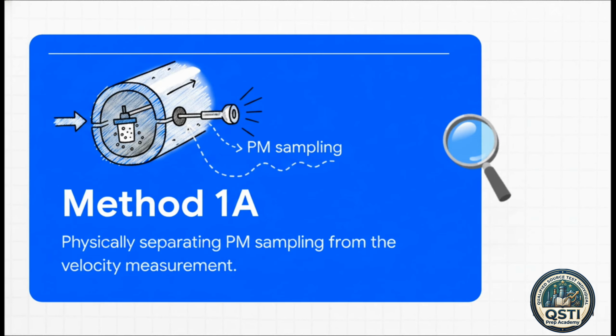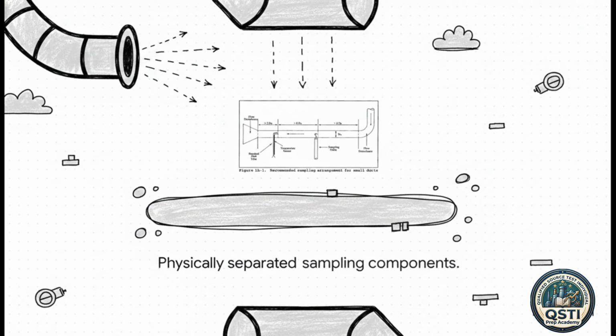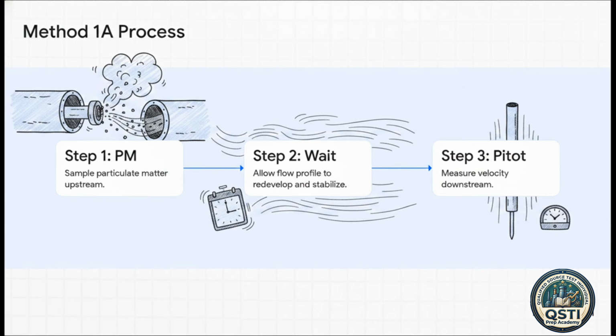Method 1A's genius workaround? Simply separating the particulate matter sampling probe from the velocity pitot. Look at this original view of the duct. See how spacing the components out makes it look totally professional? First, you sample the particulates upstream, then measure velocity downstream once the flow has totally restabilized.